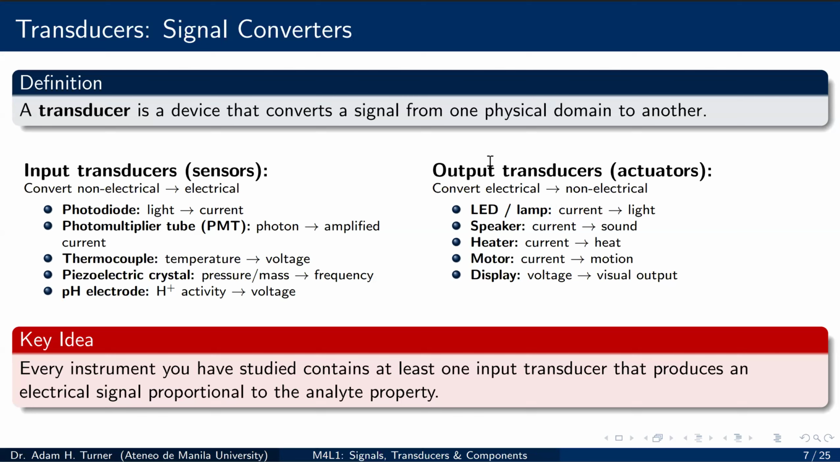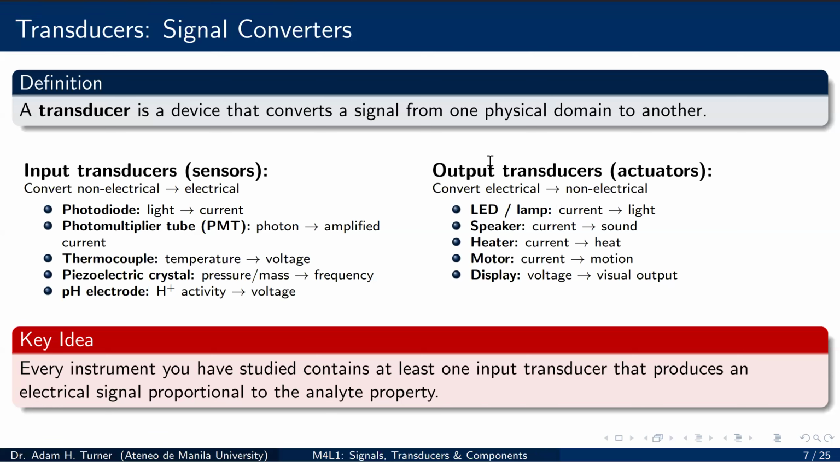Then we have our output transducers, or actuators. These go the other way. So these take an electrical signal to a non-electrical signal. An LED converts current to light. A heater converts current to heat. These are less central to analysis, but still part of the instrument. For example, the deuterium lamp in a UV-vis is an output transducer driven by an electrical circuit.